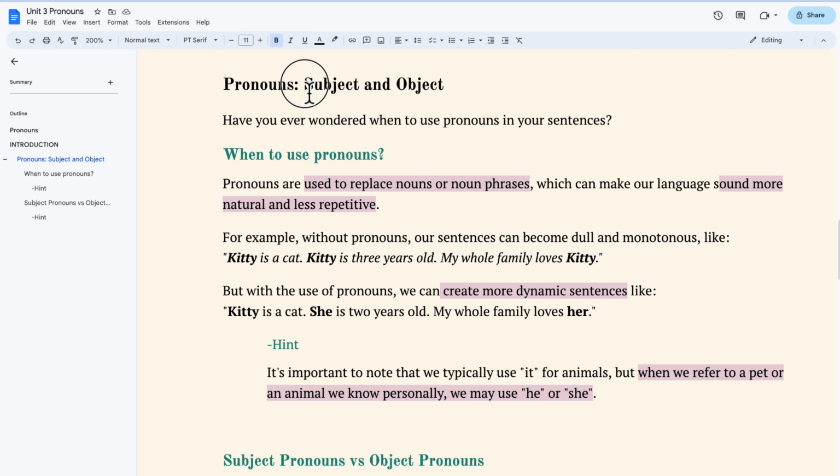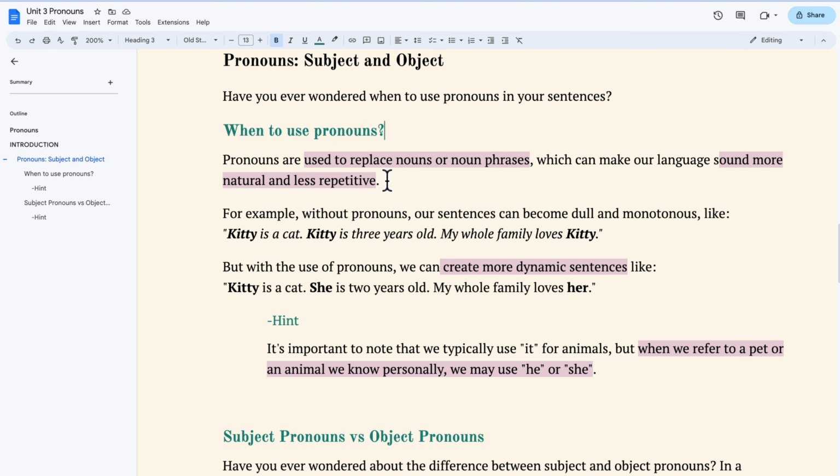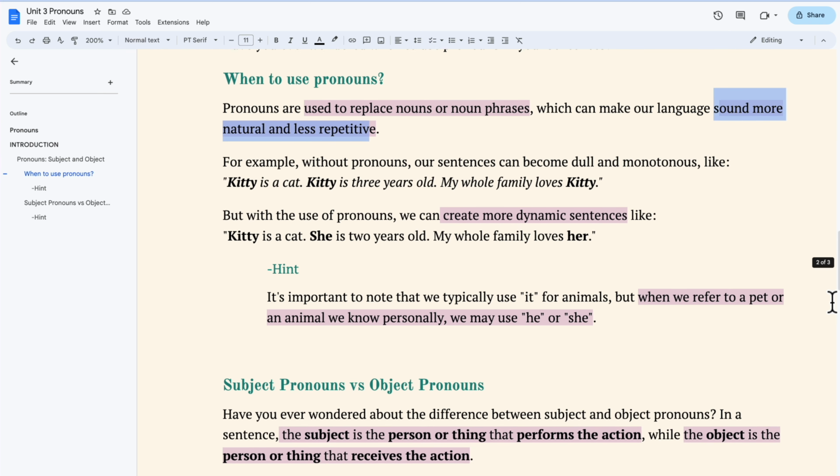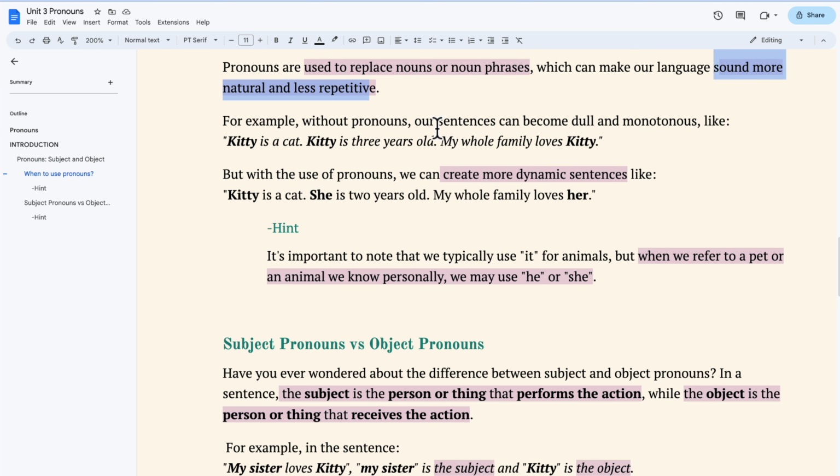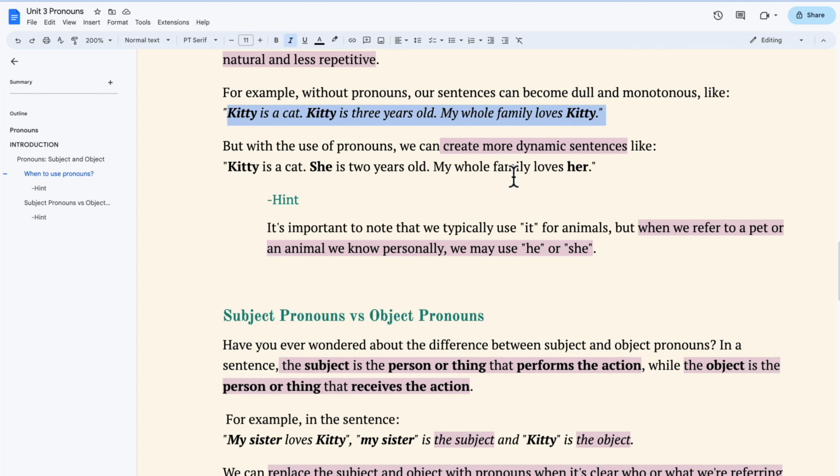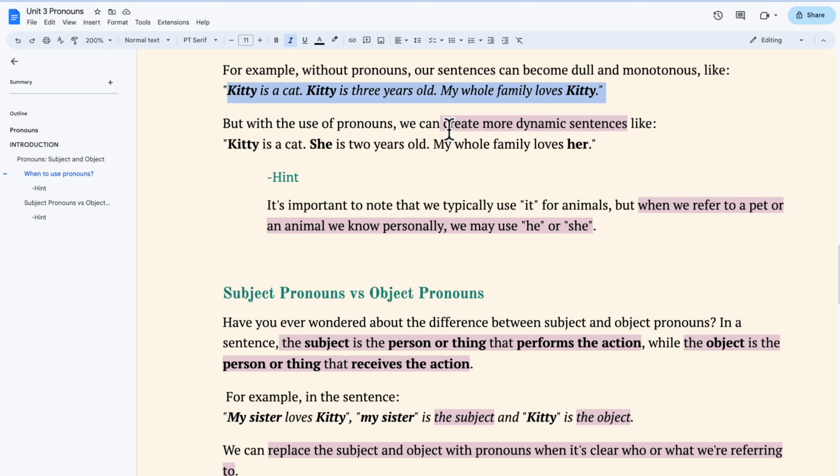The first area to explore is subject and object pronouns. When to use them? Have you ever found yourself unsure of when to use pronouns in your sentences? Pronouns serve as replacements for nouns or noun phrases, allowing us to avoid repetition and create more natural-sounding language. Without pronouns, our sentences can become dull and monotonous, as in the example, Kitty is a cat. Kitty is 3 years old. My whole family loves Kitty. However, by using subject and object pronouns, we can make our sentences more dynamic and engaging.